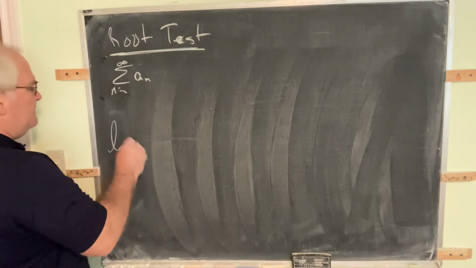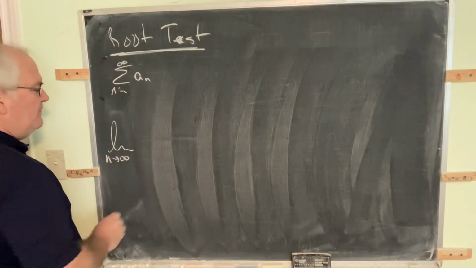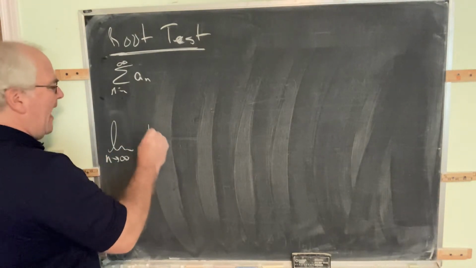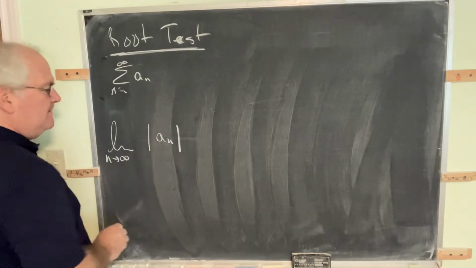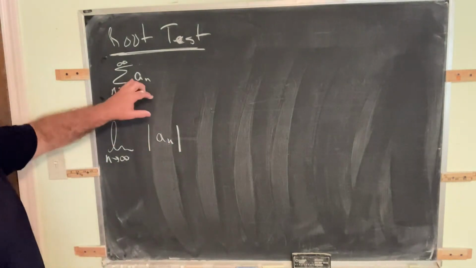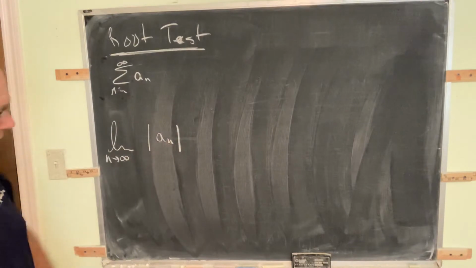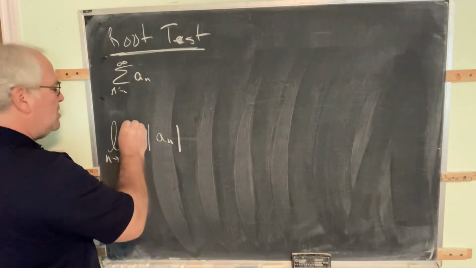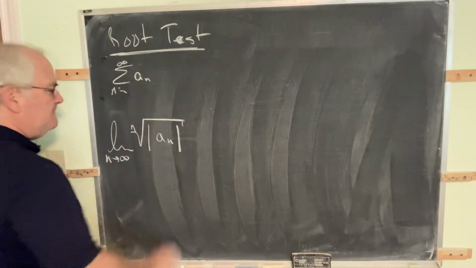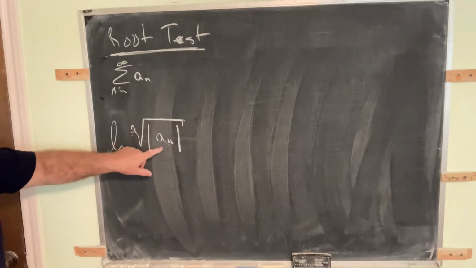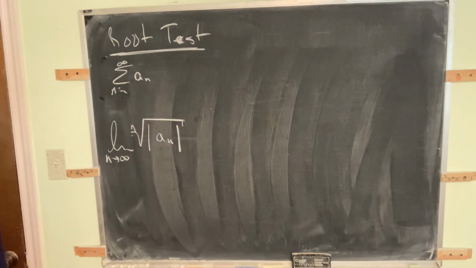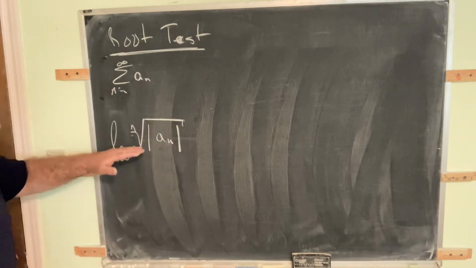You compute the limit as n goes to infinity. We want absolute value of a sub n. So if this is alternating, the absolute value takes care of that. But then you compute the nth root. You compute the nth root of the a sub n term.